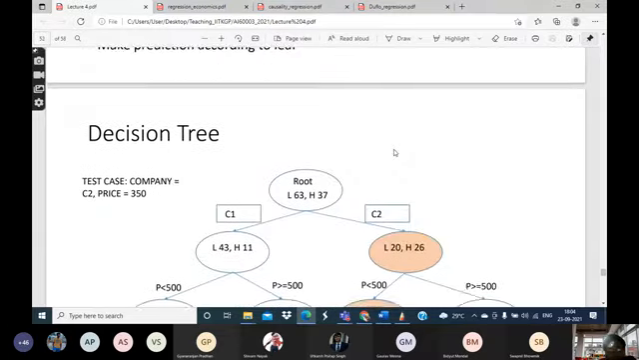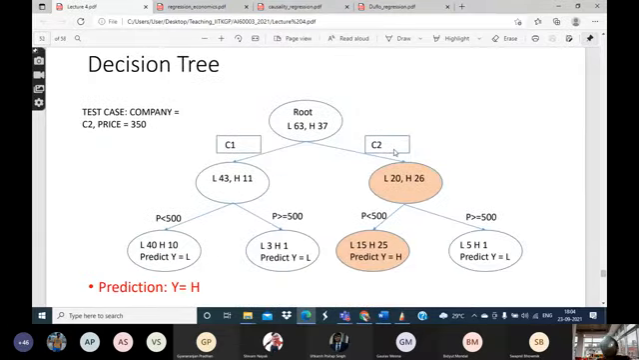So now we have built a decision tree like this. The question is, now we have got a test case which belongs to company C2 and its price is $350. You now predict whether it will get high ratings or low ratings. So what is to be done? First, we do not have any information about its features. The test example is just one of the many other examples. Then what do we do?